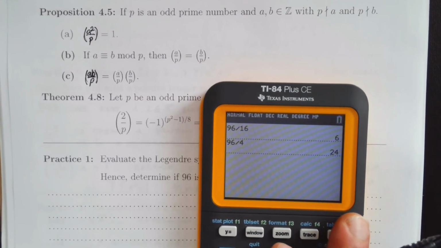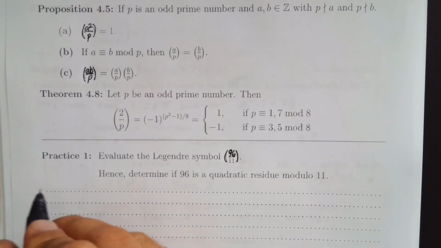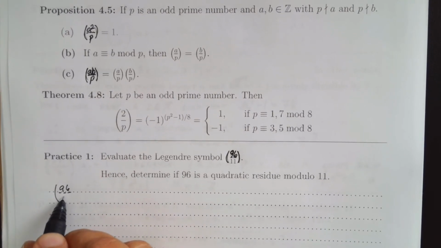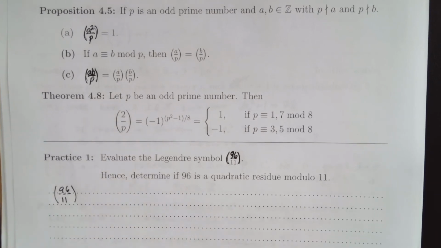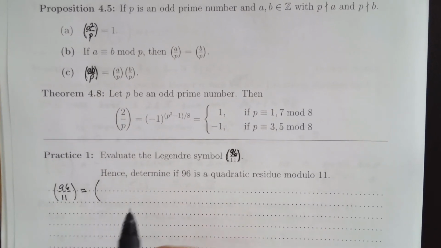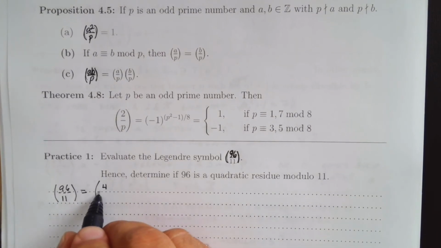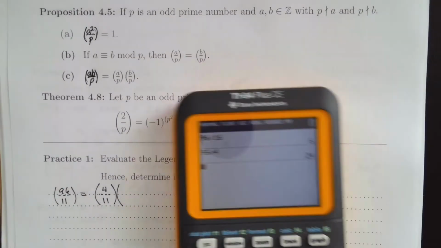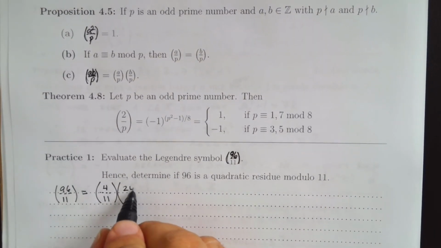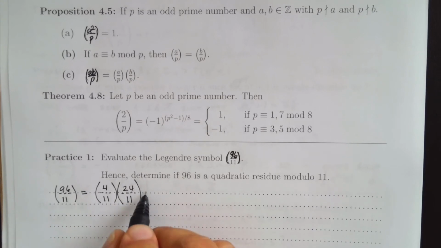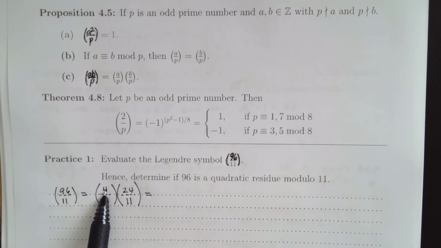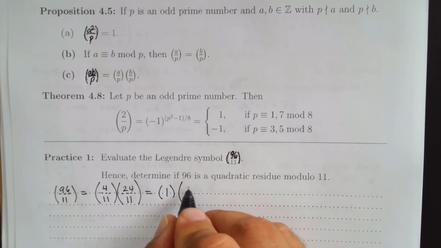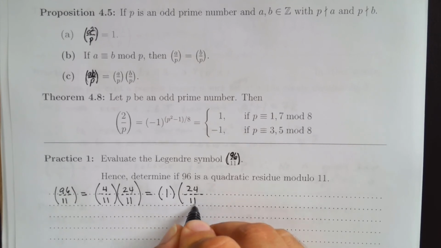96 divided by 4 is 24. So what does that tell me? That tells me that the Legendre symbol of 96 modulo 11 will be equal to the Legendre symbol of 4 modulo 11 times the Legendre symbol of 24 modulo 11. Well, 4 is a perfect square. So this is going to be equal to 1 times the Legendre symbol of 24 modulo 11.